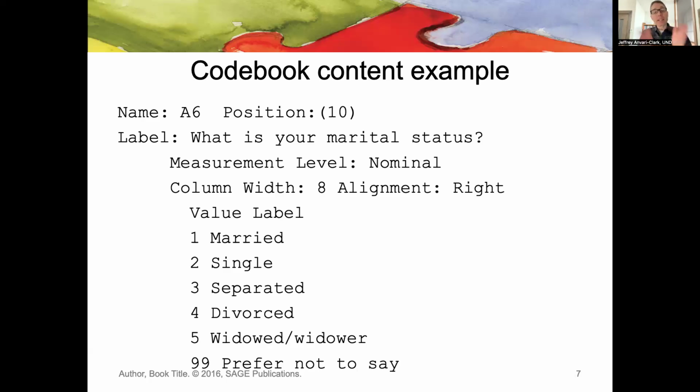But when I actually look at the data, it's not going to say married, single, separated, or divorced. It's actually going to have the number that corresponds with it. So if the person is married, it's going to have a one in that box. If the person is divorced, it's going to have a four. Now, sometimes folks are like, whoa, that's a little too private, and I prefer not to say. And so they are increasingly now including prefer not to say, and that would be, say, 99, or I don't know, and that would be, say, 98.